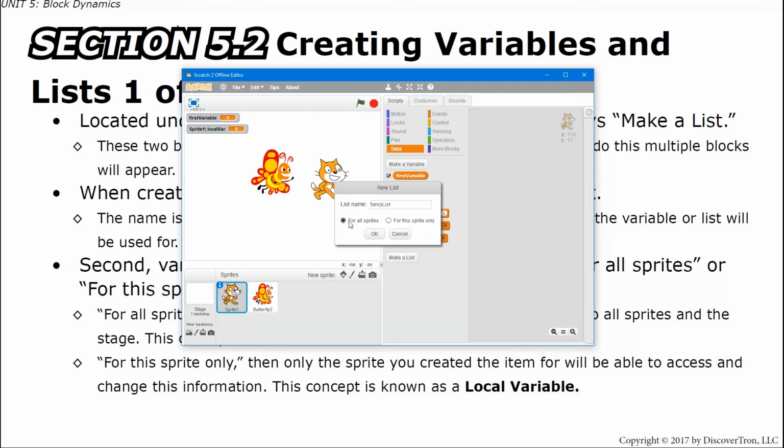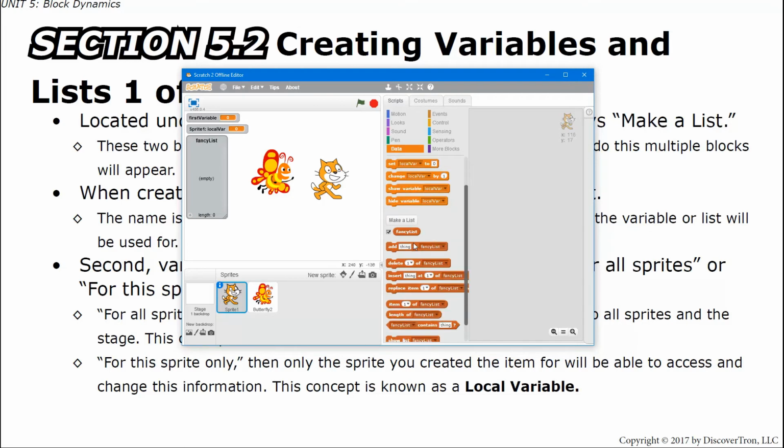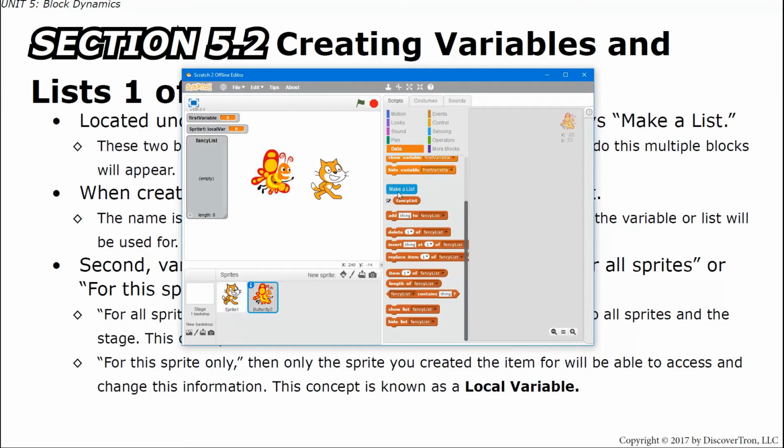Alright, so we're going to make it for all sprites, and we got our fancy list, and you'll notice all these blocks show up right here. Don't worry about what they do, just worry that they show up. And you'll notice our fancy list is over here on the left hand side. We click on butterfly 2, and butterfly 2 also has access to the fancy list.